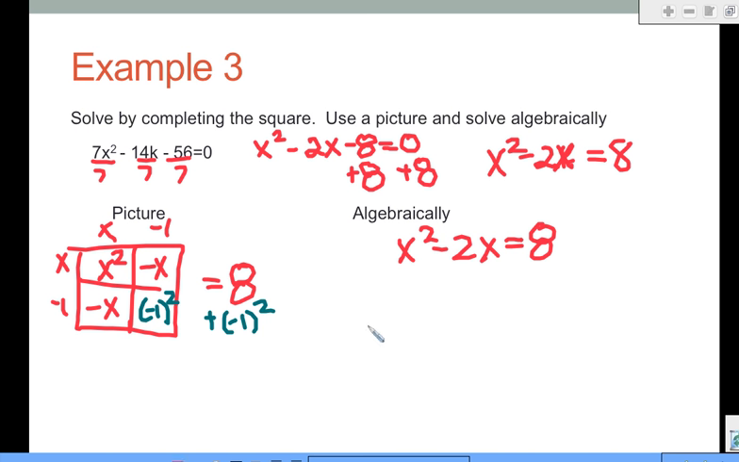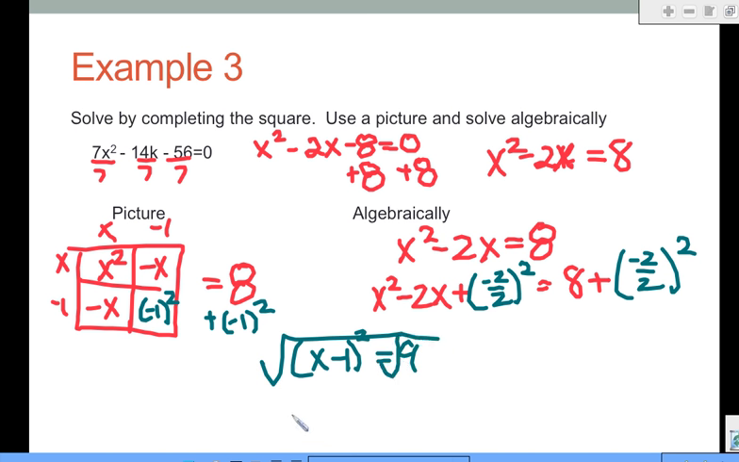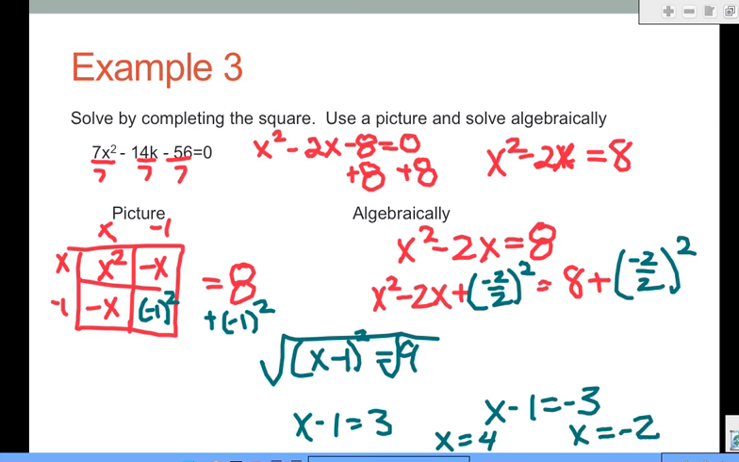Algebraically, we have x squared minus 2x plus our b value over 2 squared equals 8 plus our b value over 2 squared. And now what does it factor into? X minus 1 squared equals 9. So we have x minus 1 equals 3, and x minus 1 equals negative 3. So x equals 4 over here, and x equals negative 2.